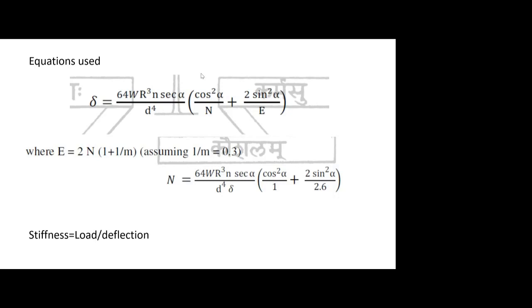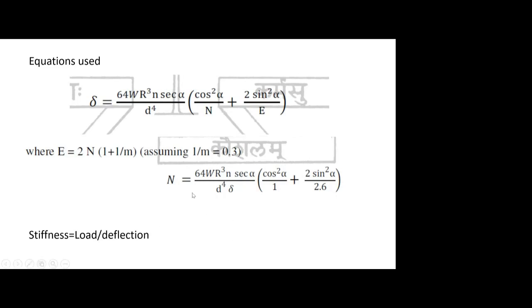Now we rewrite the equation for getting the value of N, which is given by 64WR cube n secant alpha divided by delta D raised to 4 into cos square alpha plus 2 sine square alpha divided by 2.6, in which all these parameters we are measuring. We conduct the experiment for every load increment and measure the deflection. All the other parameters of the spring can be measured directly. Then alpha is obtained as tan inverse of P divided by 2 pi r. Then we can calculate the value of N.